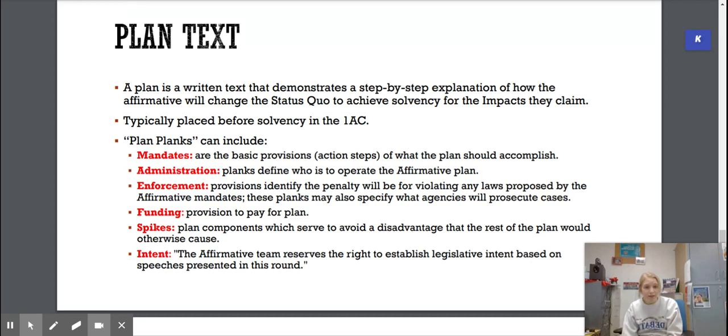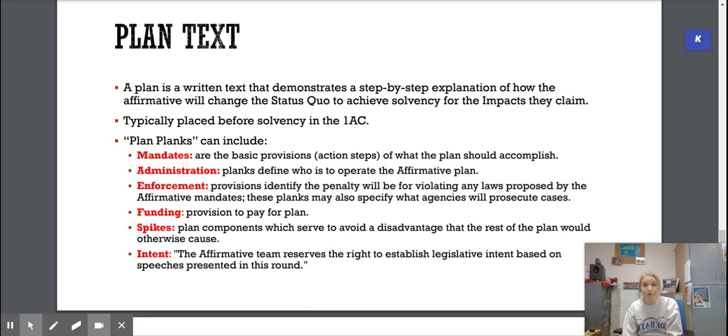So in your plan, it can be more basic, just saying what you're going to do, or it can be more complex, which might include having mandates, administration, enforcement, funding, spikes, or intent. So those are things you can specify in your plan under what are called plan planks, but they are not required to have in your physical plan.